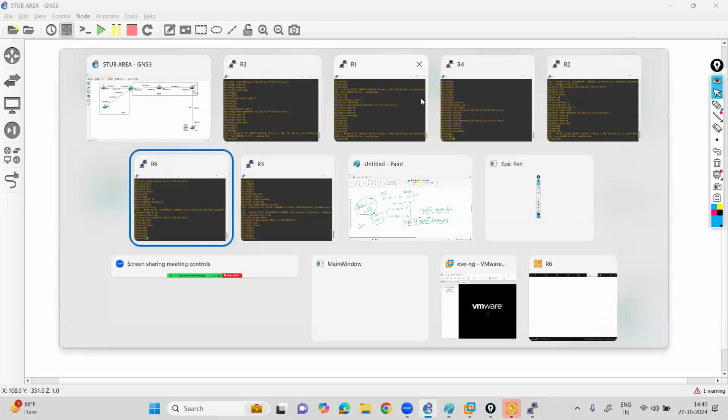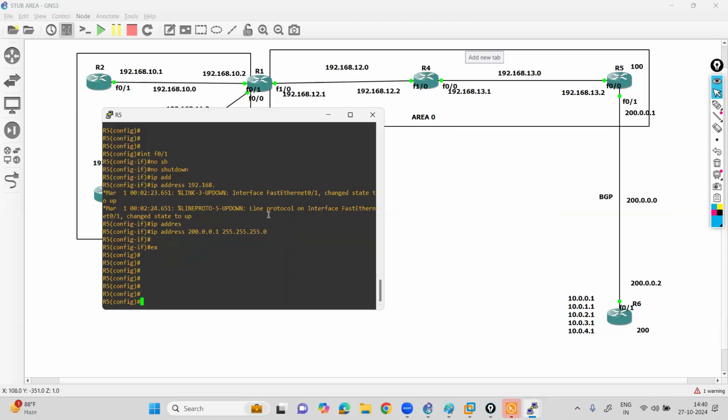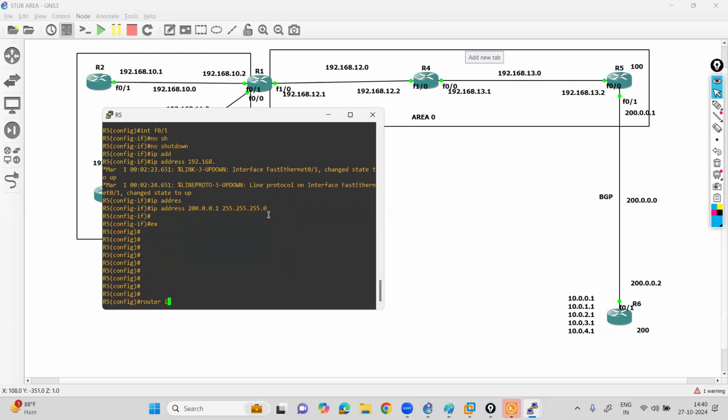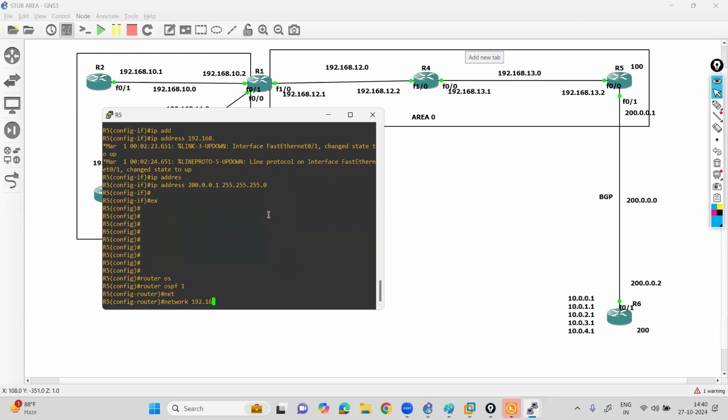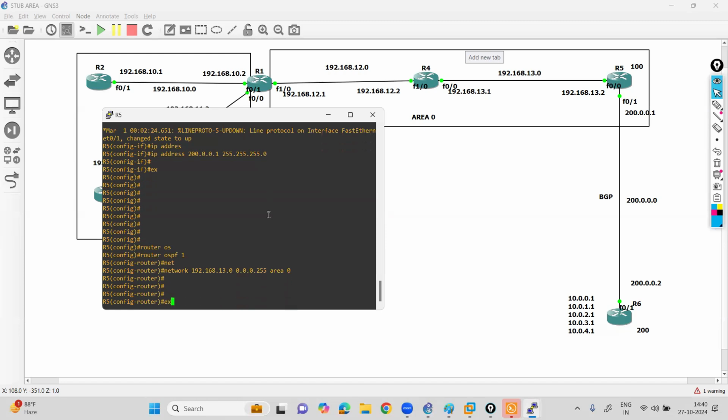Let's advertise the network on R5. Okay. Router OSPF 1, network 192.168.13.0. Okay. 0.0.0.255 area. Which area is this? 0. Right or not? Okay.